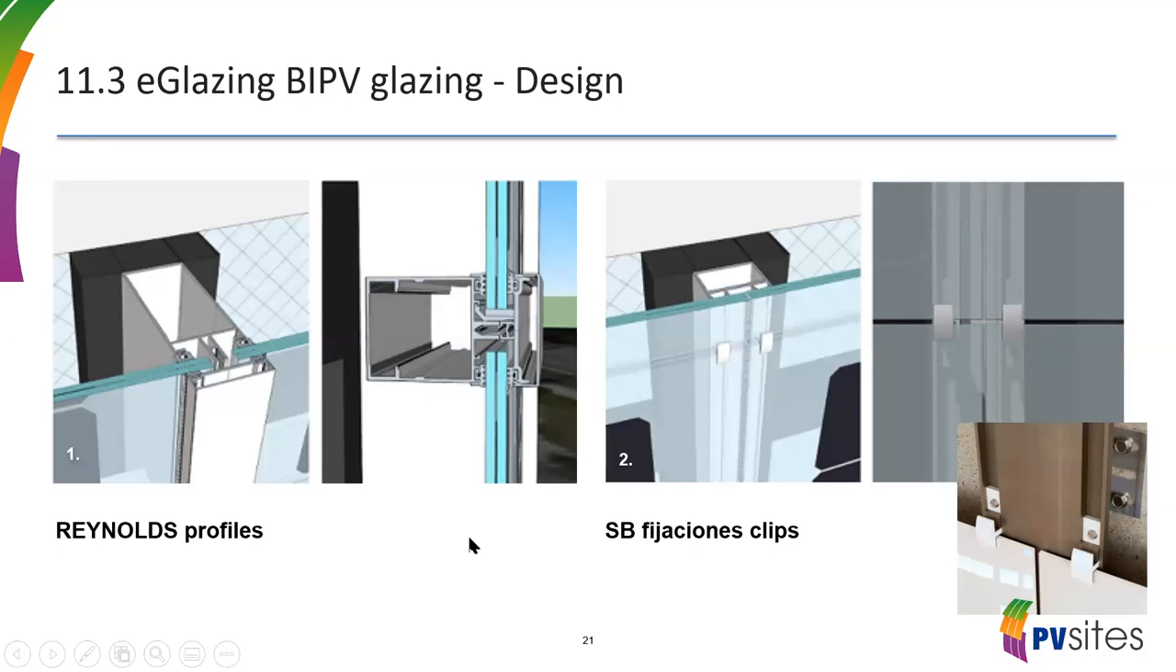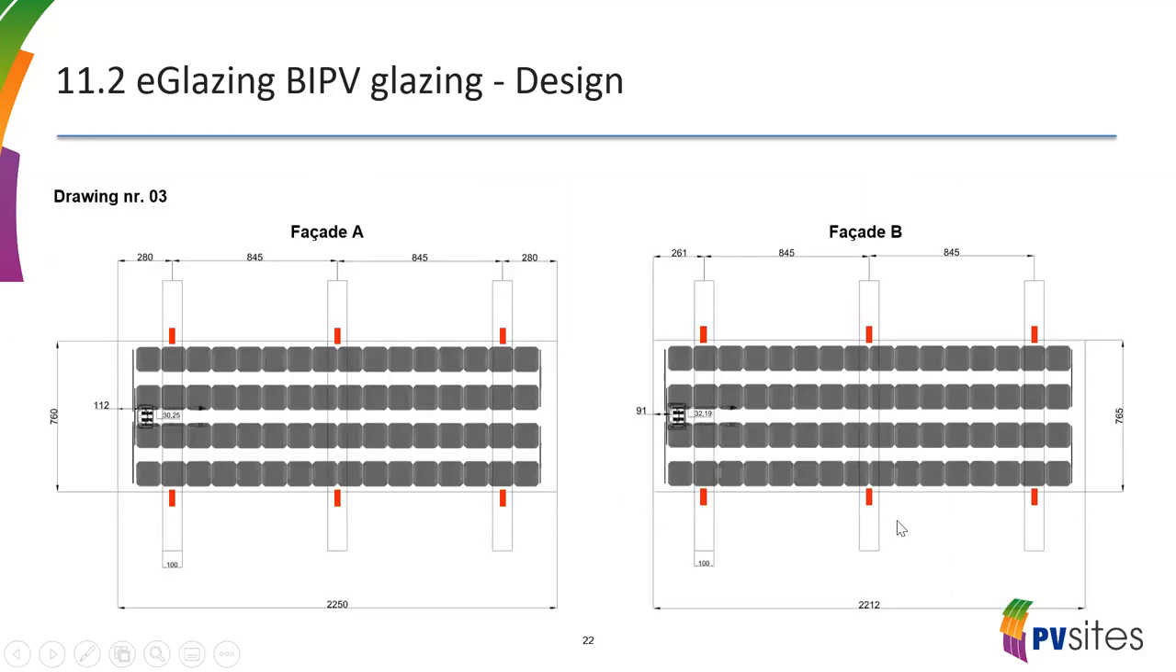Also for the mounting of the system, we looked at two different mounting systems. One was a Reynaers profile, so it was more or less a complete window frame system. And the other one is a much simpler cladding system. It's a Spanish system called the SB Fiochonas clips. You can see here how it is added. With the clips, that's what we chose.